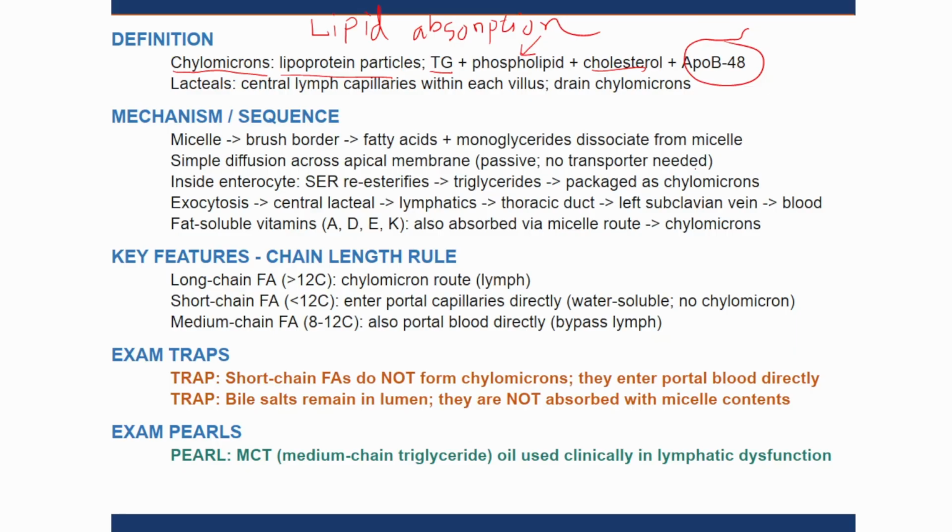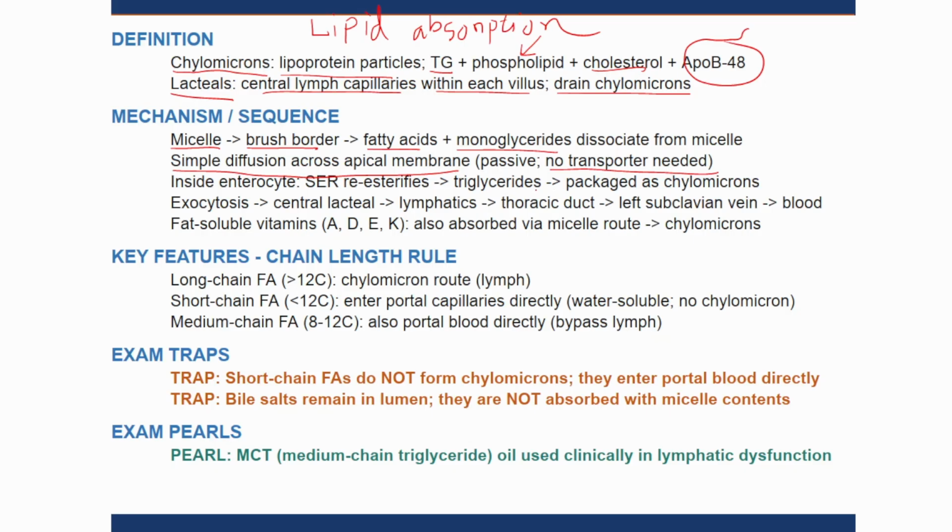Now let us look at where these massive lipoprotein particles go after synthesis. Lacteals are classified as the central lymph capillaries located within the core of each villus, serving specifically to drain large chylomicrons away from the intestinal tissue. Before entering these lymph vessels, lipid must first cross the enterocyte membrane, and the entry sequence is initiated when the micelle approaches the brush border, allowing fatty acids and monoglycerides to dissociate from the micelle and cross the apical membrane via passive simple diffusion, where absolutely no transporter is needed.